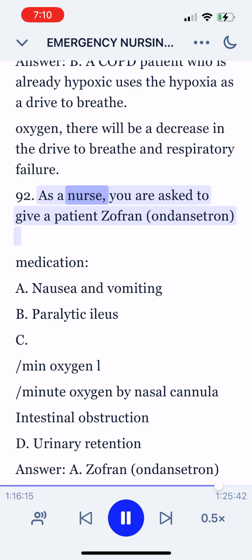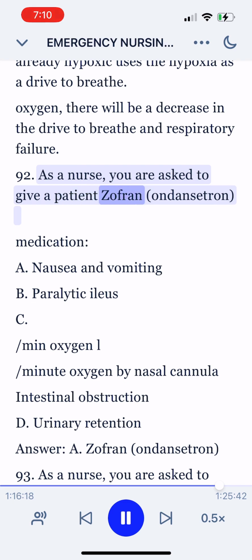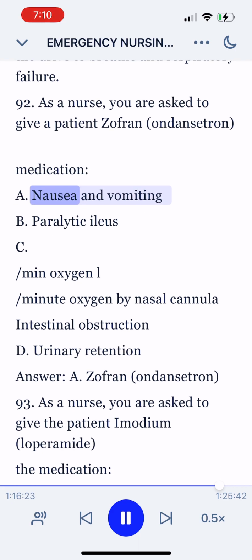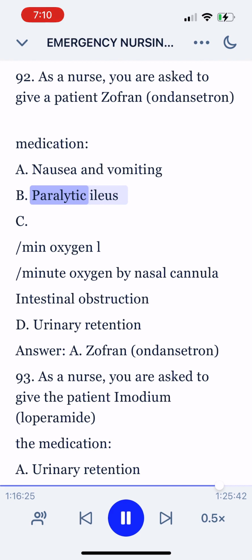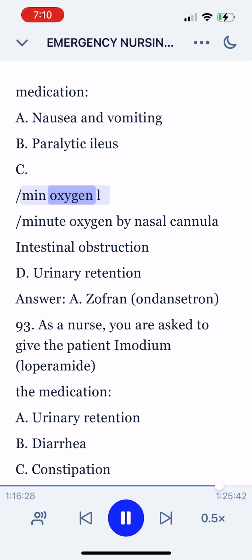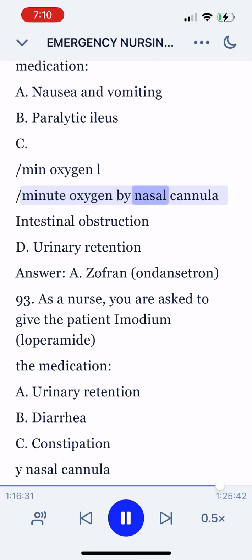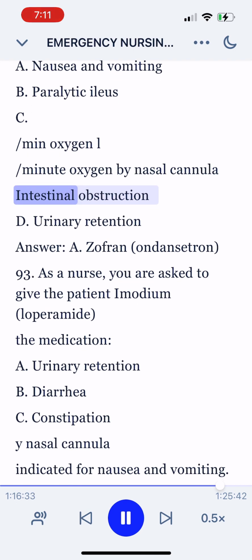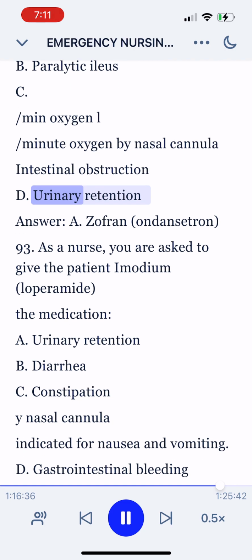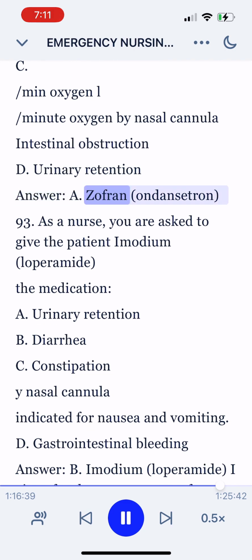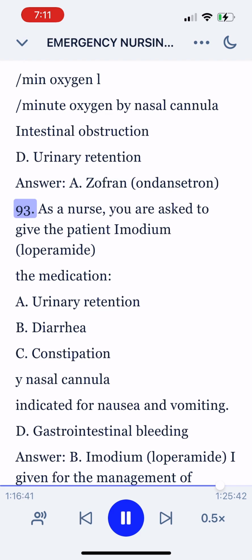92. As a nurse, you are asked to give a patient Zofran, ondansetron. The medication is indicated for: A. Nausea and vomiting. B. Paralytic ileus. C. Intestinal obstruction. D. Urinary retention. Answer A. Zofran, ondansetron.